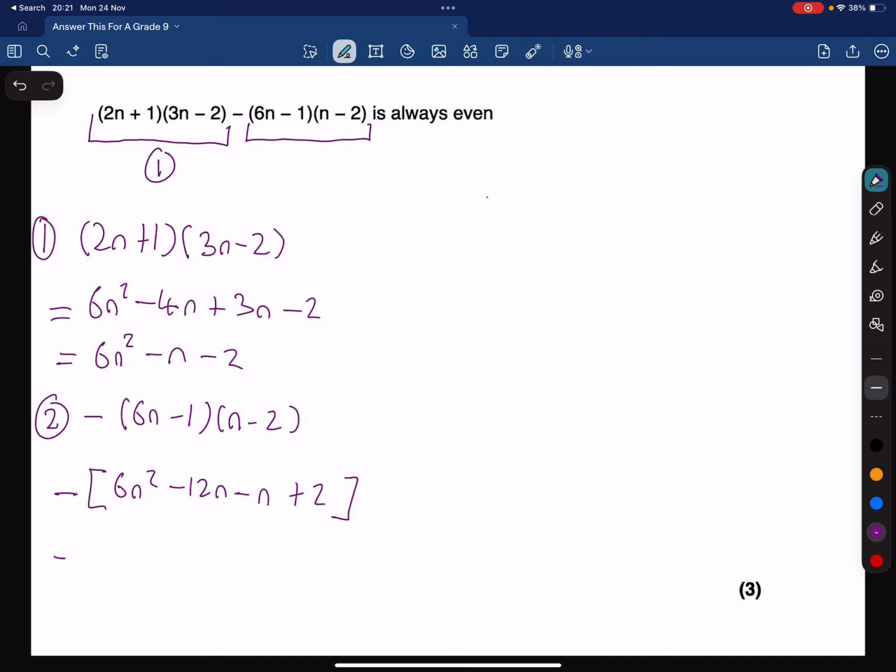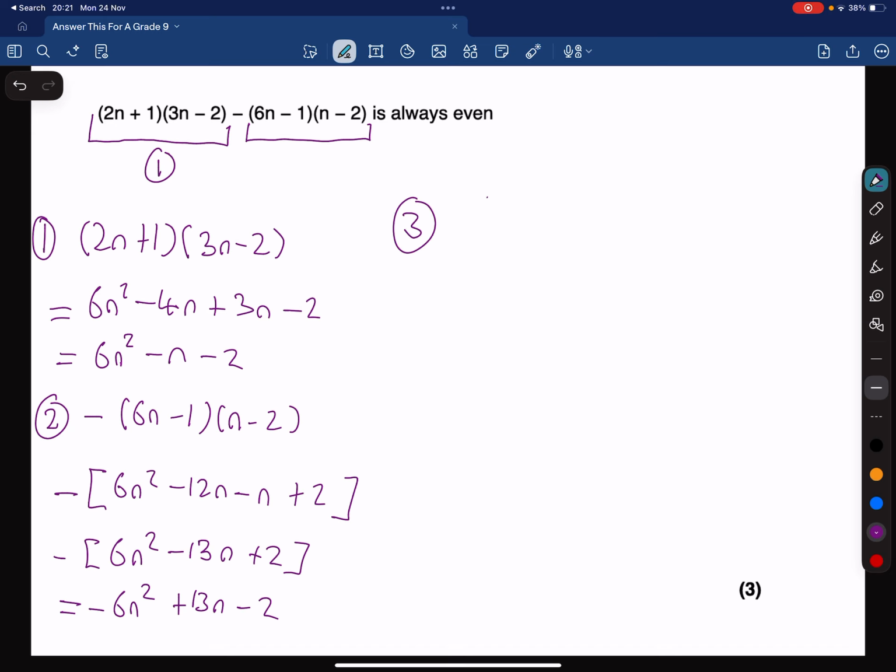The next step I'm going to simplify and combine the common terms. So this would be minus, big bracket, minus 12n minus n is minus 13n, and then plus 2. Now I'm going to multiply everything in this big bracket by minus 1. This would be equal to minus 6n squared plus 13n minus 2.